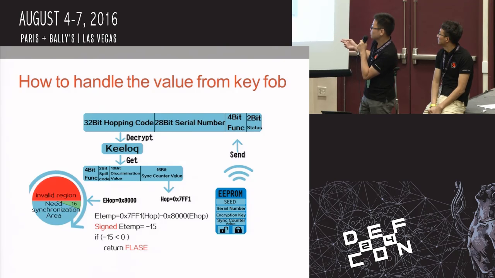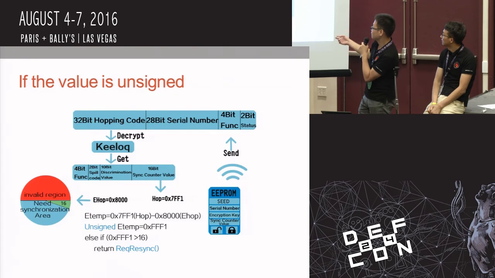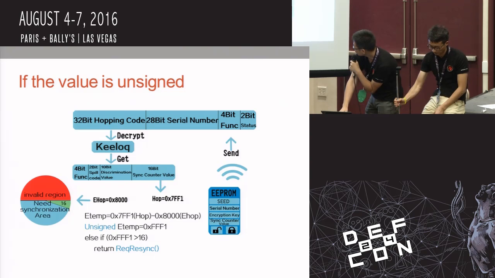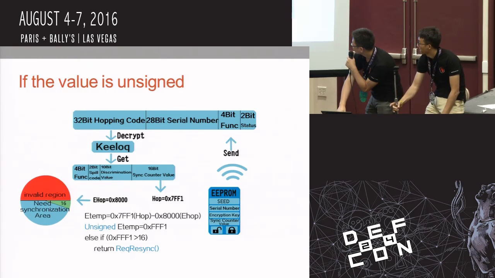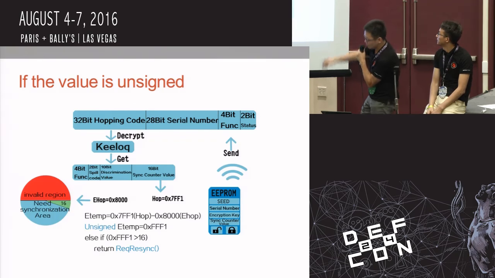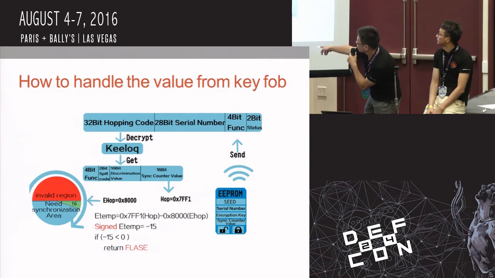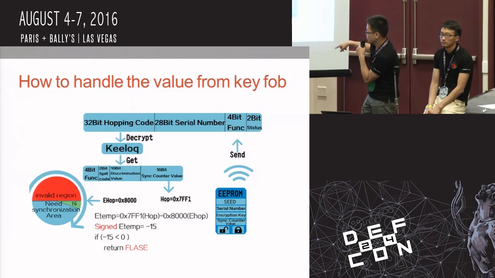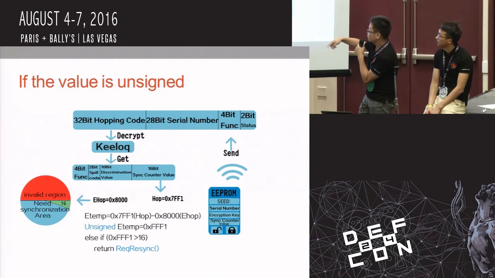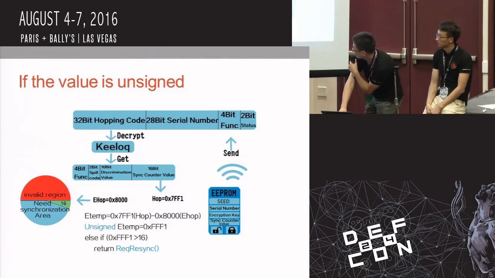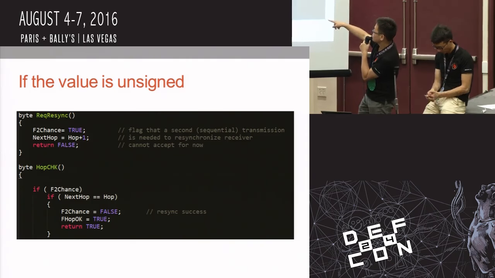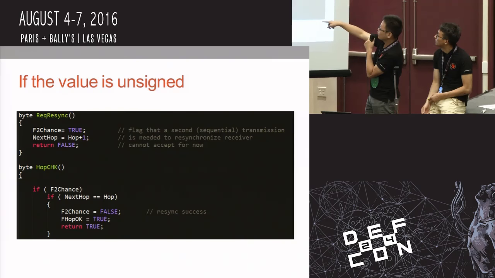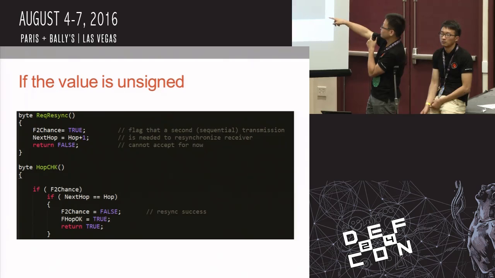This is a normal procedure. If they defined this as an unsigned value, this is abnormal. When we send the smaller sync counter value, they should go to false and give no response. Then if the manufacturer defined the e-temp as an unsigned value, they will go to recognize. If they go to recognize, they will set the F2 chance to true and wait for the next hop. And the next hop is the hop plus one.